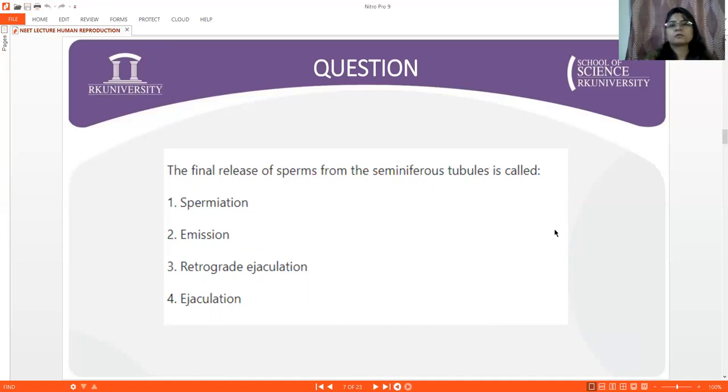Okay, so many of you have given the answer, and the answer to this question is, first, the question says the final release of the sperm from the seminiferous tubule is called spermiation. That is, the first one is the answer.